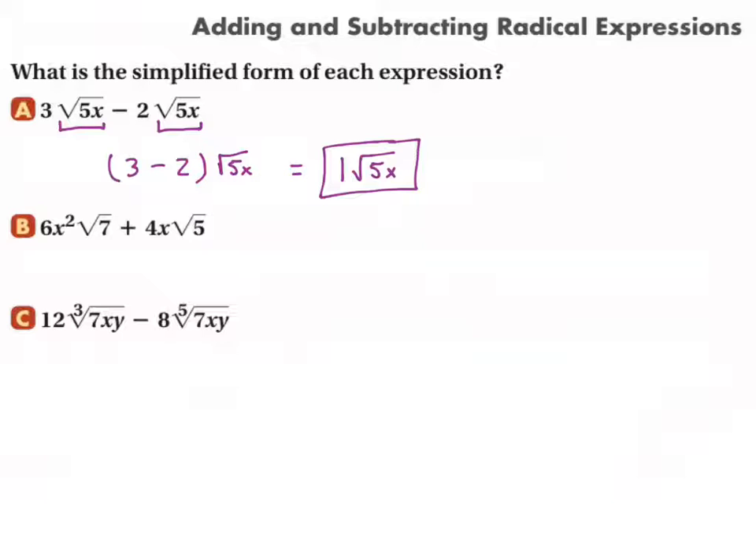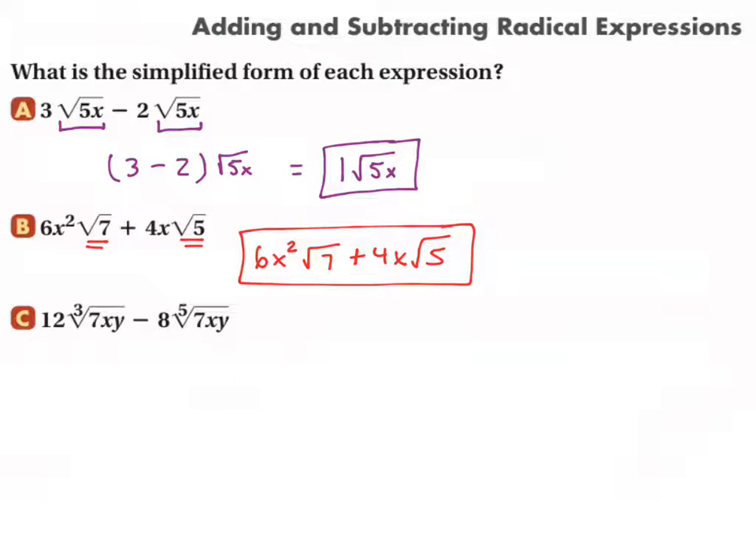We're going to do the same thing in B, but as we look at this, we notice that we have different radicands, different values under your radical, so that means we're not going to be able to combine these. So the answer just stays the way it is: 6x squared, square root of 7, plus 4x, square root of 5.